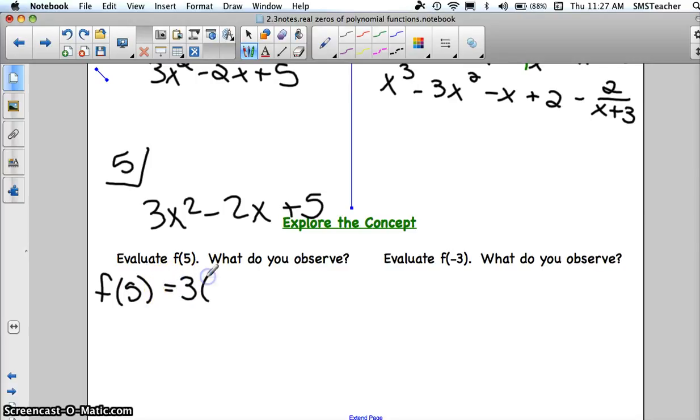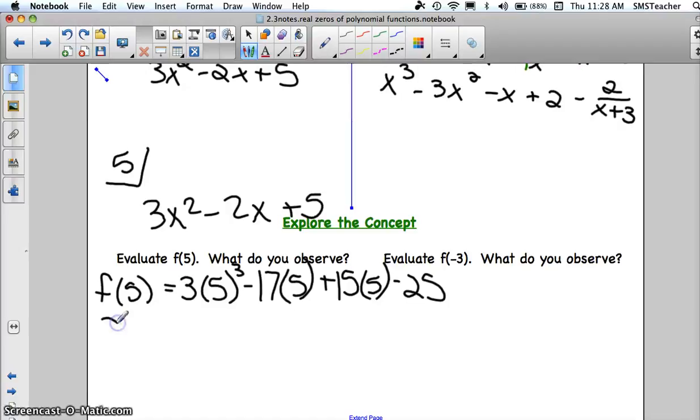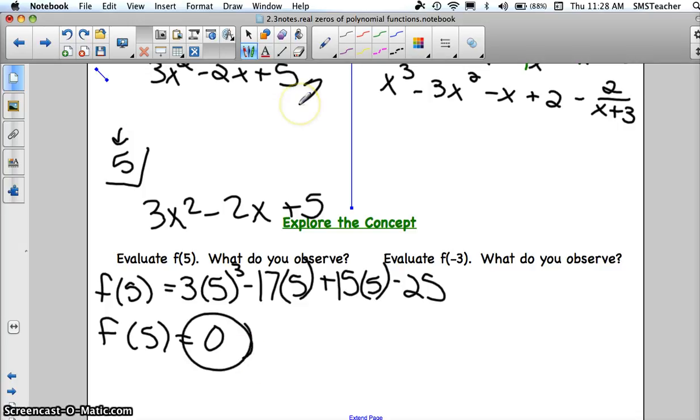That gives us 3 times 5 cubed minus 17 times 5 plus 15 times 5 minus 25. If you evaluate this, you should come up with f of 5 equals 0. Notice that f of 5 equals 0 matches our remainder in this previous example of 0. So when we evaluate the value of k, this value should match the remainder of when we divide it.